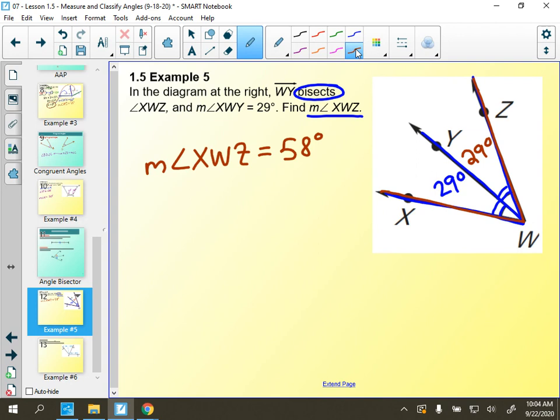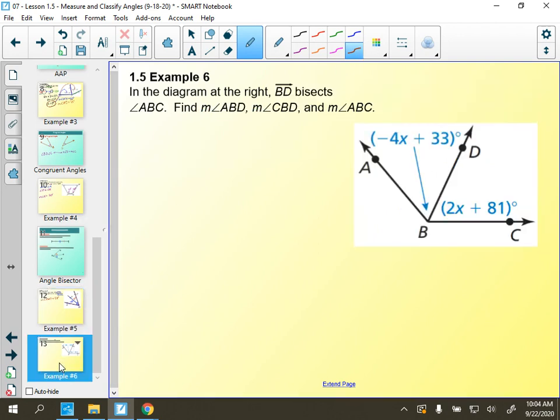All right, so another short and sweet one there. Last example here, trying to wrap it up, keep it semi-reasonable as far as time. In the diagram at right, same word, BD is bisecting the big angle. So algebra-wise setup, now I absolutely can say that negative 4x plus 33 has to be equal to this 2x plus 81, because we know that this angle and this angle are congruent.